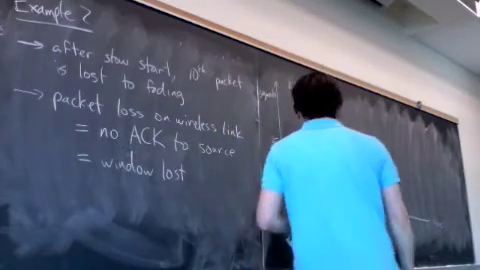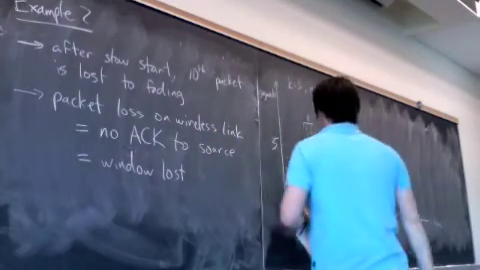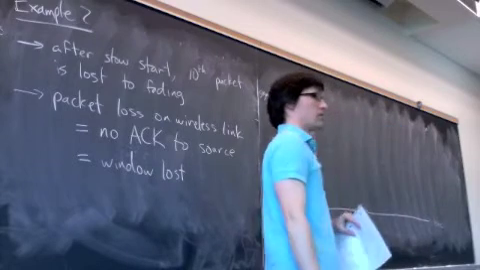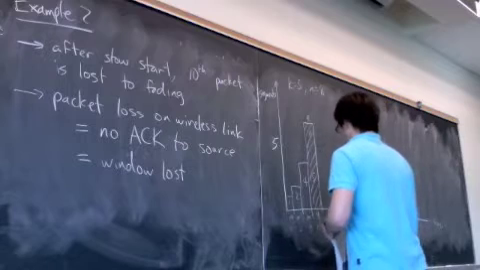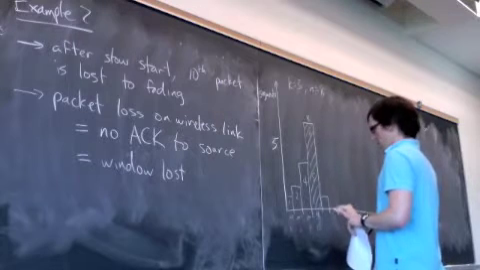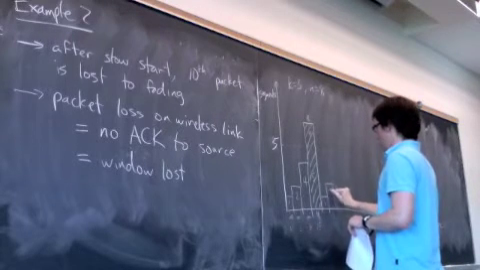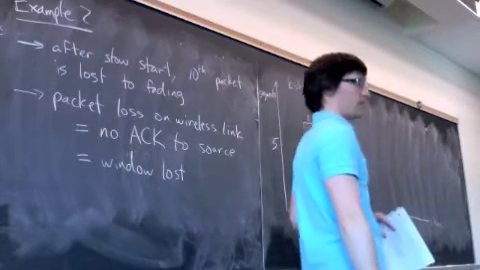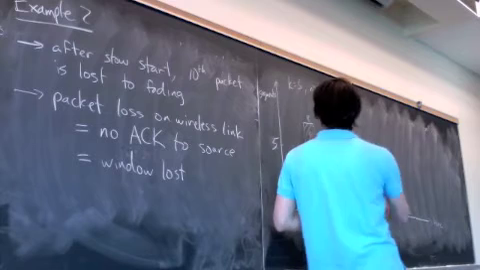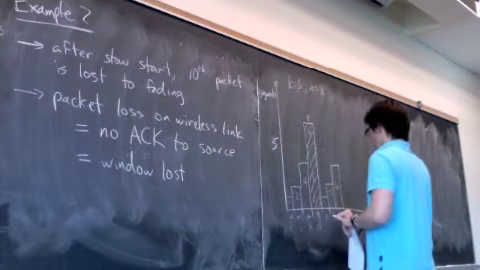Okay, I lost that window. I start over in slow start. By the way, what's my new threshold? 4. Start over in slow start: 1, 2, 4. What's my next window size? 5, because my threshold is 4.